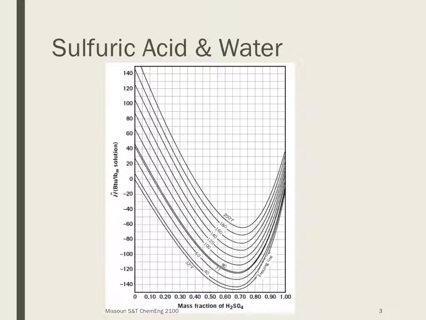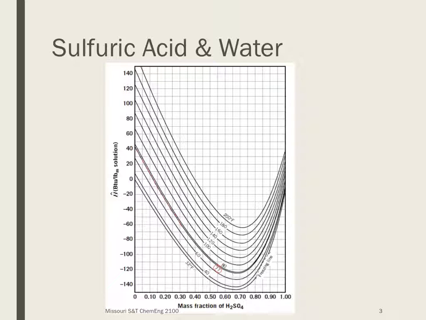So sulfuric acid and water, typically we are only using those in the liquid form, and so this is all for liquid mixtures. And room temperature is 77 degrees Fahrenheit, typically what we assume, and so that is shown here on the graph, and it is this little curve that's just right below that other curve, which is 80 degrees Fahrenheit. And each curve represents a different temperature.